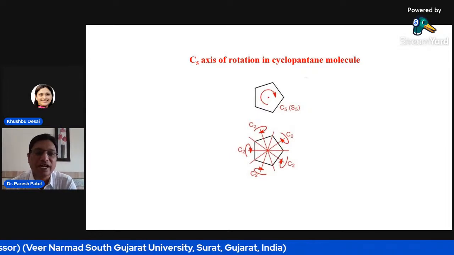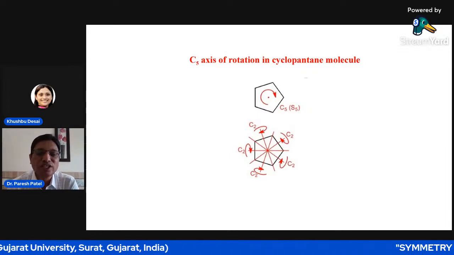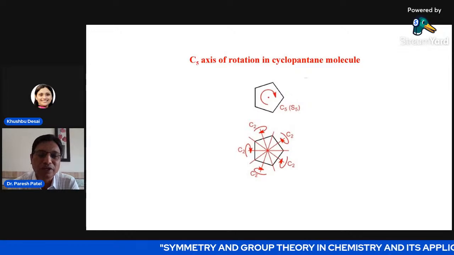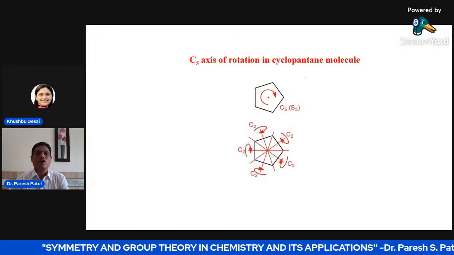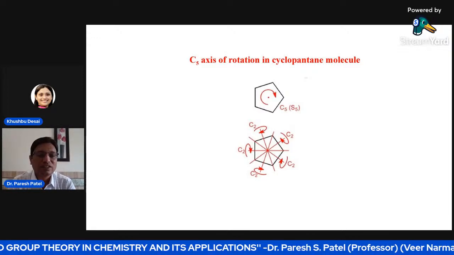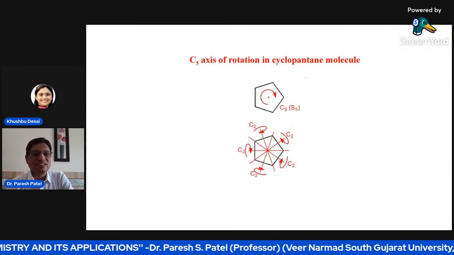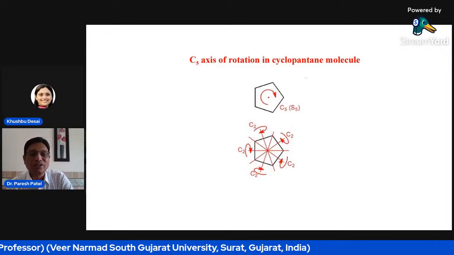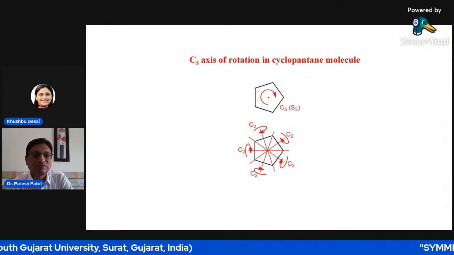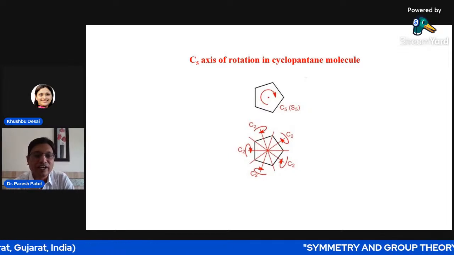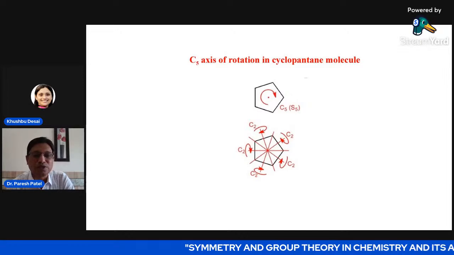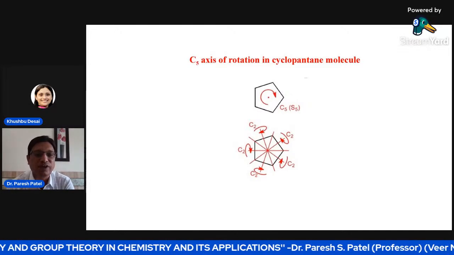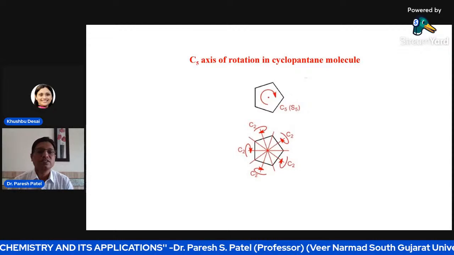Now in the case of the cyclopentadiene system, 5 C2s are also present, and all five C2s are perpendicular to the main principal axis C5. So in cyclopentadiene, the main principal axis is C5. Why? The order of this axis is higher than the 5 C2s. Okay, so the main principal axis is C5, and the 5 C2s are perpendicular to it. Symmetry operations can be represented as C5^1, C5^2, C5^3, C5^4, C5^5.